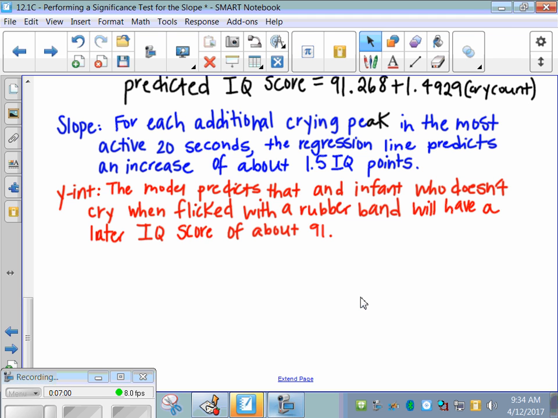So the slope: for each additional crying peak in the most active 20 seconds, the regression line predicts an increase of about 1.5 IQ points. So for every increase in whatever the x variable is, you guys remember that? The y either increases or decreases by whatever the slope is. And the y-intercept: the model predicts that an infant who doesn't cry when flicked with a rubber band will have a later IQ score of about 91. So the infants who don't cry have lower IQ scores, according to this study.